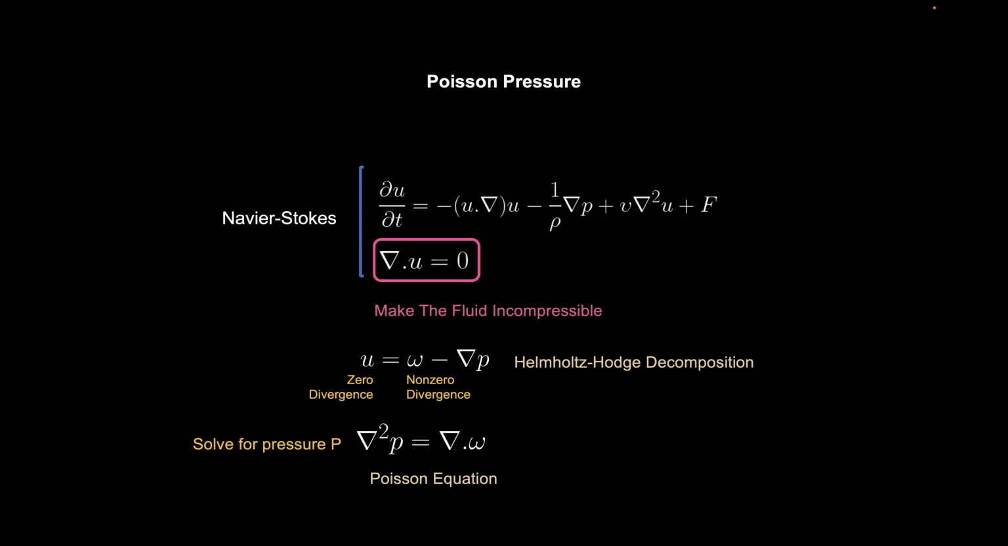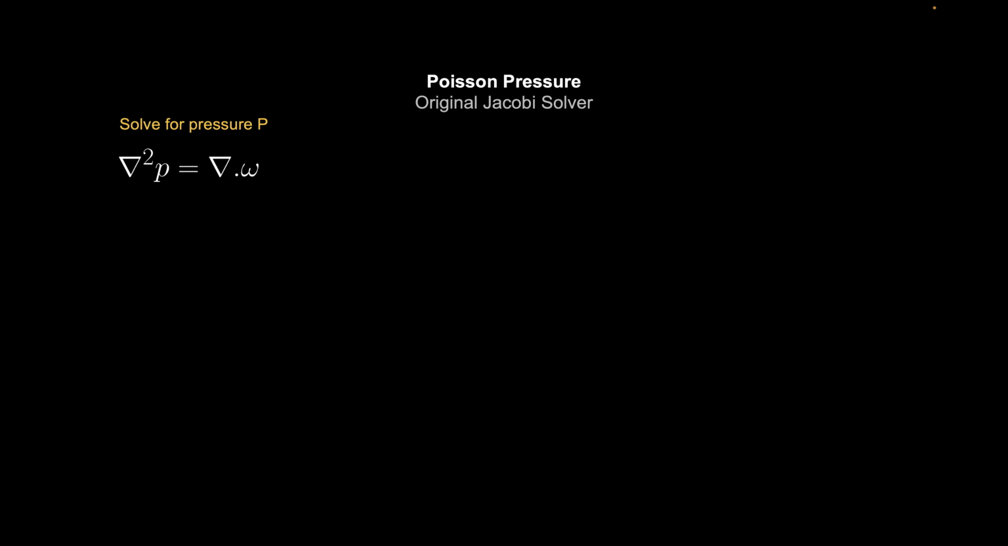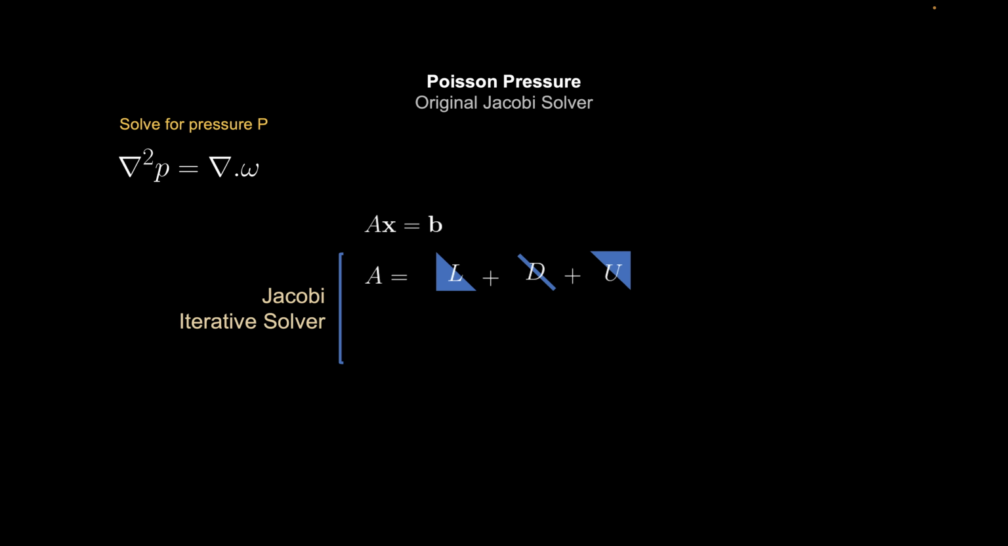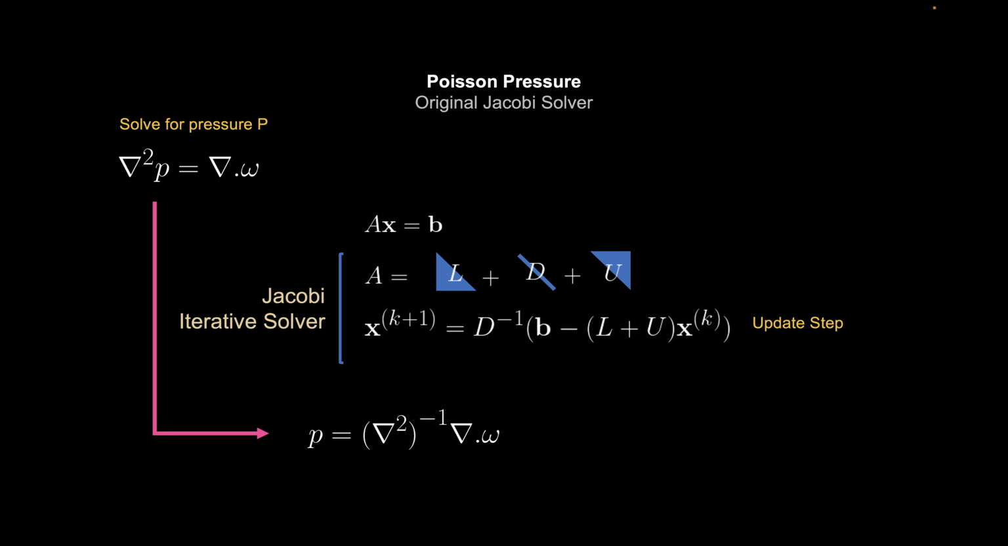To solve this, first we need to solve for the pressure using the Poisson equation, where omega is the divergent velocity. To solve the Poisson pressure equation using the Jacobi solver, we form a linear system Ax equals b, then we decompose A into lower and upper triangles and a diagonal matrix, and iteratively get better estimates for the unknown x through this update step. The benefit of this approach is that we don't have to explicitly compute the inverse of the Laplacian. Also, Jacobi is highly parallelizable and hence GPU friendly.